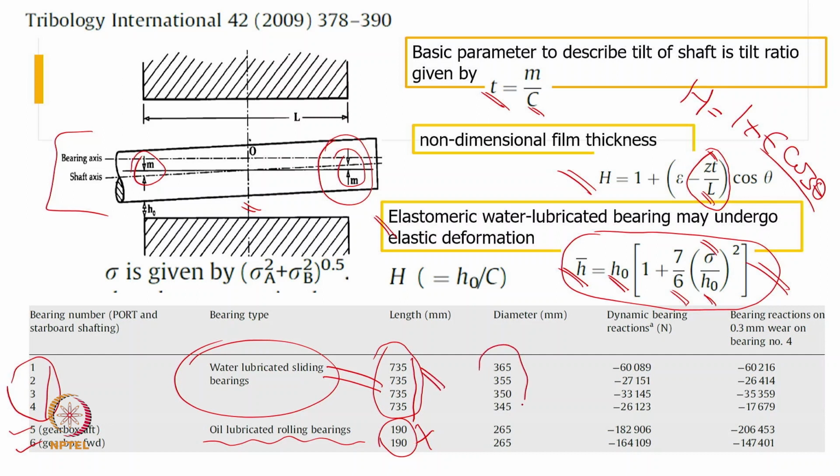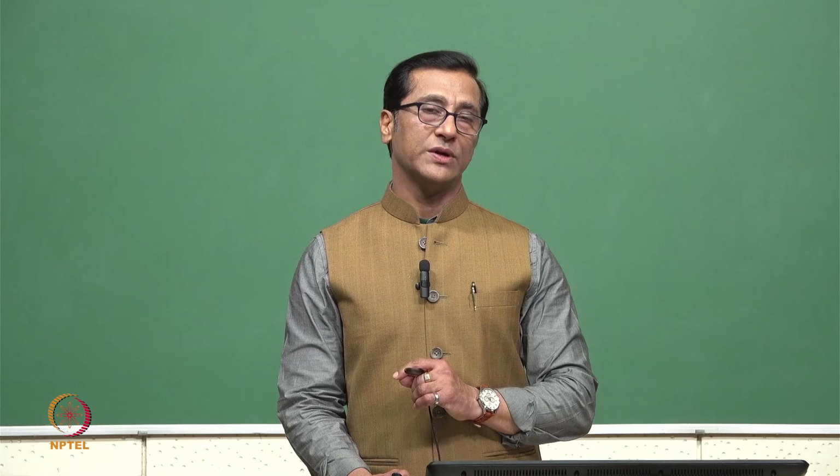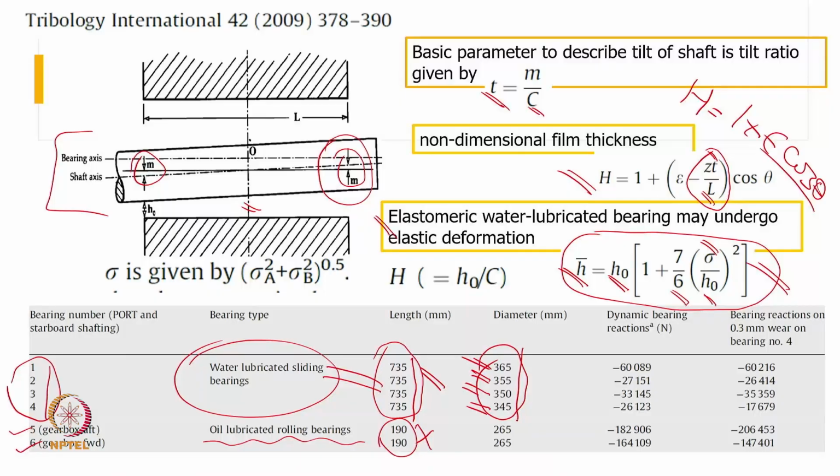There is a change in the shaft diameter. In bearing 1, shaft diameter is 365 mm, in the second case it is 355 mm, third is 350 mm, and fourth is 345 mm. As it moves away from one end, the shaft diameter is reducing. But the major problem becomes the load.